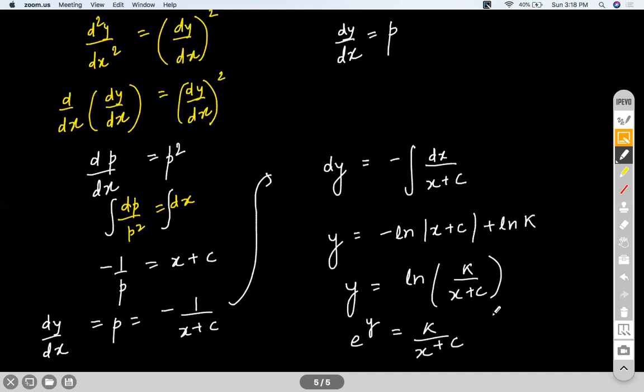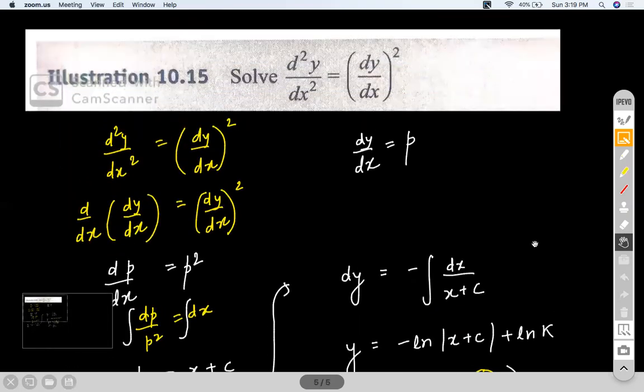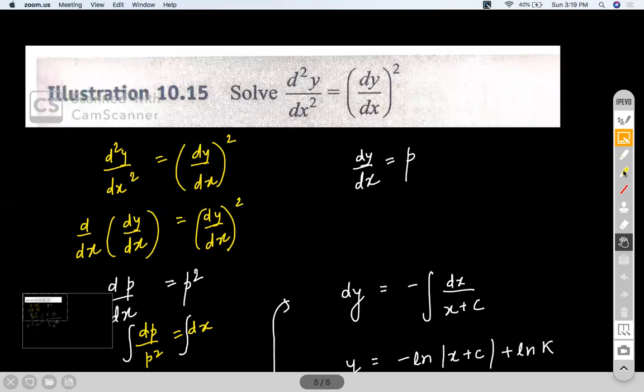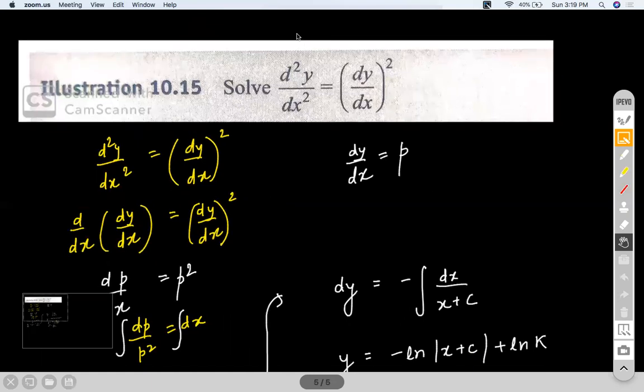Okay, now remember here, since it was a second order differential equation, you have two arbitrary constants k and c making its appearance in your general solution. Okay, so this is yet another problem which can be solved by converting the differential equation to reducible to variable separable form.